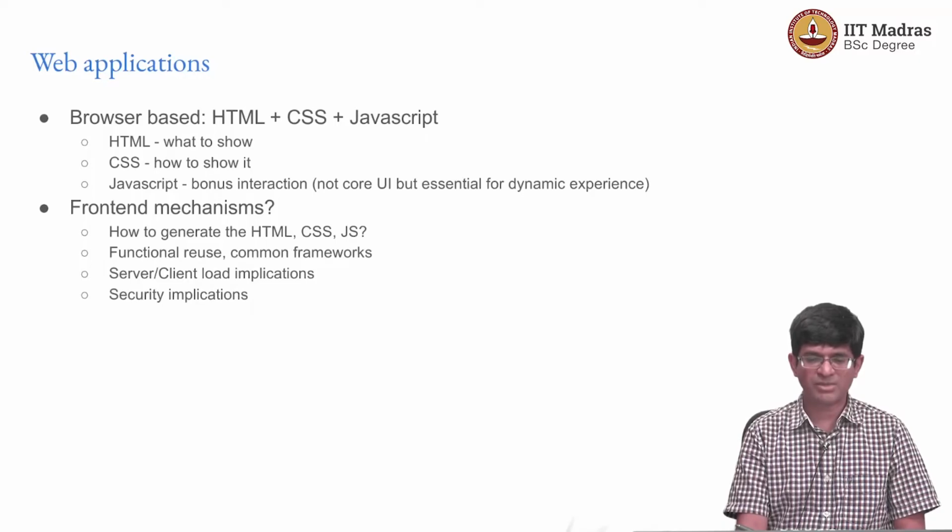Now, what are the mechanisms by which we can generate this, right? The front end mechanisms. How do we generate this HTML, CSS, JavaScript, right? There are these concepts of functional reuse, right? How do we reuse some types of code, right? Some common frameworks. You have already seen Bootstrap, right? Which is a set of CSS styles, which we try to reuse as far as possible, simply because they have over the years been found to be aesthetically pleasing, and using those makes it easy to sort of make your website look nice. Okay.